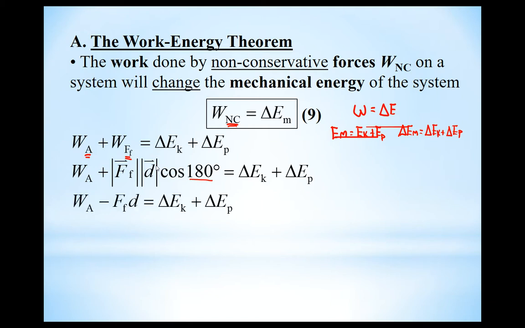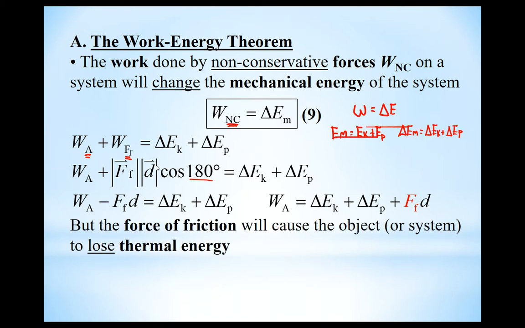Now, cos of 180 is equal to -1. So I then have WA minus FF times D is equal to delta EK plus delta EP. I'm going to bring that negative FFD term over to the other side of the equation. And then I'm going to have WA is equal to delta EK plus delta EP plus FF times D.